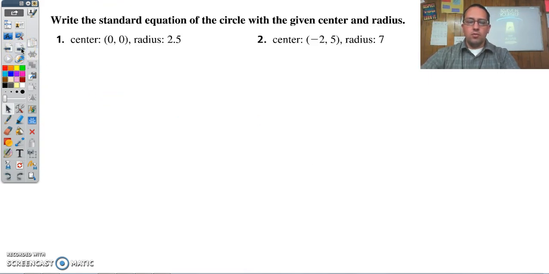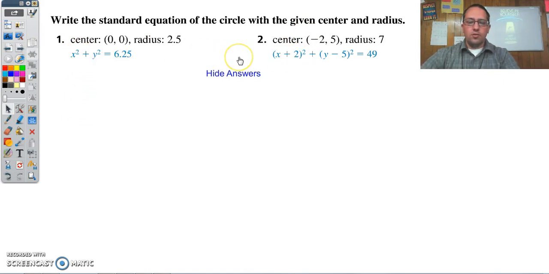So what I want you to do is come up with the standard equation for these two circles. Pause the video, work these out, then come back and check your answer. All right, let's see how you did for number 1 and for number 2.